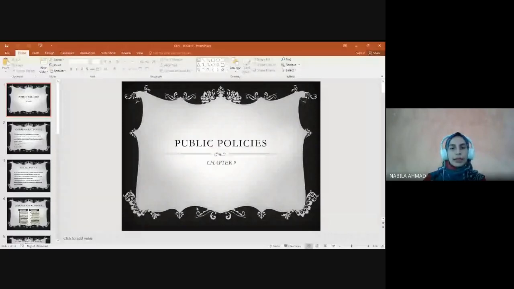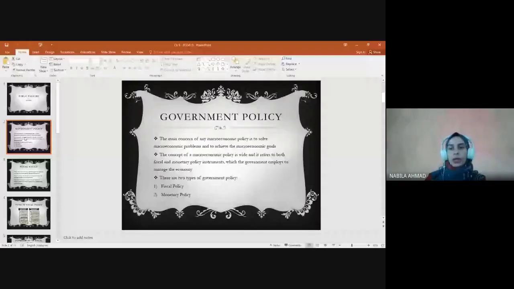Berkenaan dengan kerajaan lah ya, government. Public semua berkenaan dengan government. Okay, so government policy, the main concern of any macroeconomic policy is to solve macroeconomic problems and to achieve the macroeconomic goals. So itu adalah polisi, apa polisi yang kerajaan akan ambil. Dia akan tengok apa macroeconomic problems. So dia akan try to solve the problem and then dia nak achieve the macroeconomic goals lah. Macroeconomic goals tu apa? The objective yang kita belajar itu.